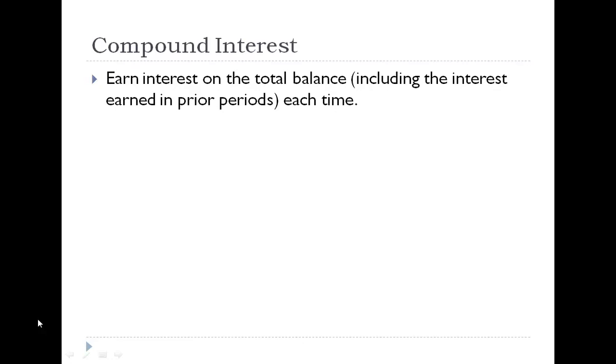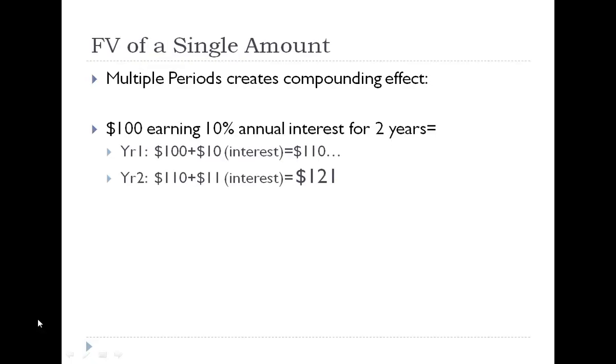Compound interest means something different than simple interest. What you would do is you would earn 10% interest the first year. The second year, you would actually earn interest on the total balance, which would include the interest that was paid in the prior time period. And we refer to that as compounding.